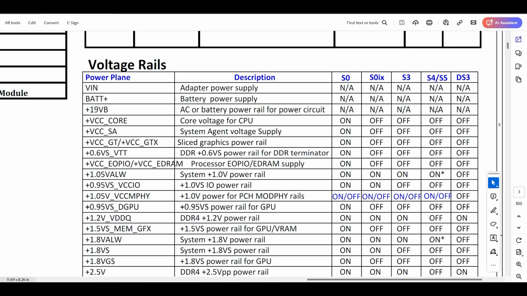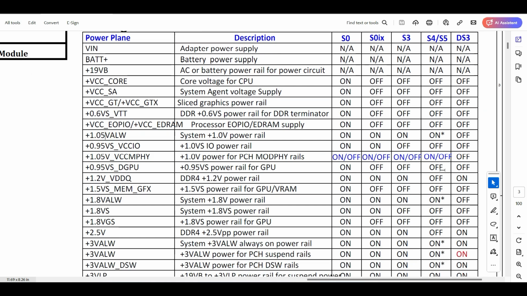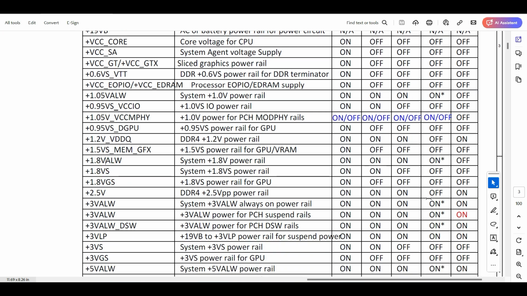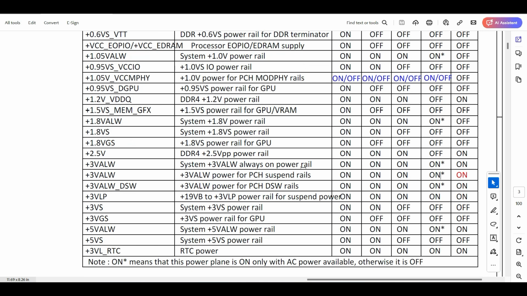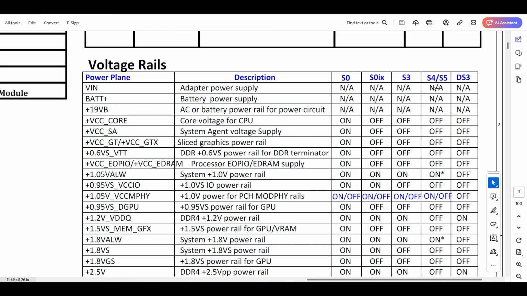Anyway, S5. See, S5 here is off. Which one is on? This one is on, 1 volt, so 1.05 volts always on. And again, if you come down here, one more on is there. What is that? 1.8 volts always. See, here a star mark has been given, so some conditions apply. And next on is here, 3 volts always. Again one more 3 volts always has been given, but we will check that later. And again DSW is also on, and here one more VLP is on. And here one more, it's 5 volts always and the 3 volts RTC section. Okay, so like this you have to read. The first one is the S5 stage, it is on, and the remaining will be off, right?